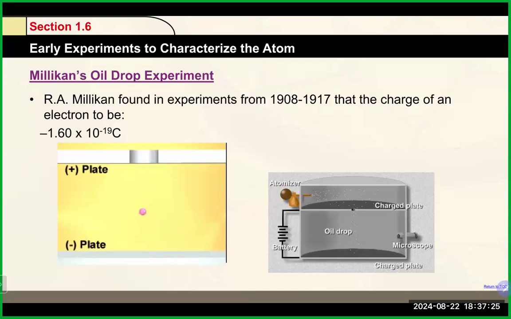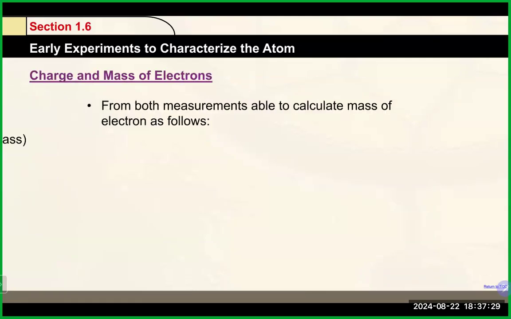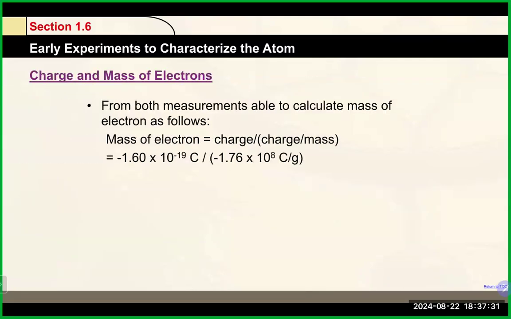That, along with our Thomson experiment, allowed us to calculate the mass of an electron. And it was determined that the mass of an electron is in the ballpark of 9.09 times 10 to the minus 28 grams. Is that a large number or a small number? That's a pretty small number, right? That's like 27 places to the left with a bunch of zeros in front of it.